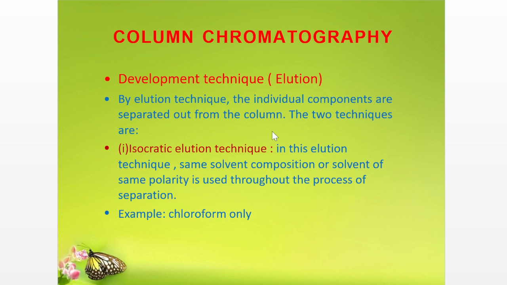Development technique, elution. By the elution technique, the individual components are separated out from the column. The two techniques are the isocratic elution technique, in which the same solvent composition or solvent of the same polarity is used throughout the process of separation. An example is chloroform only.